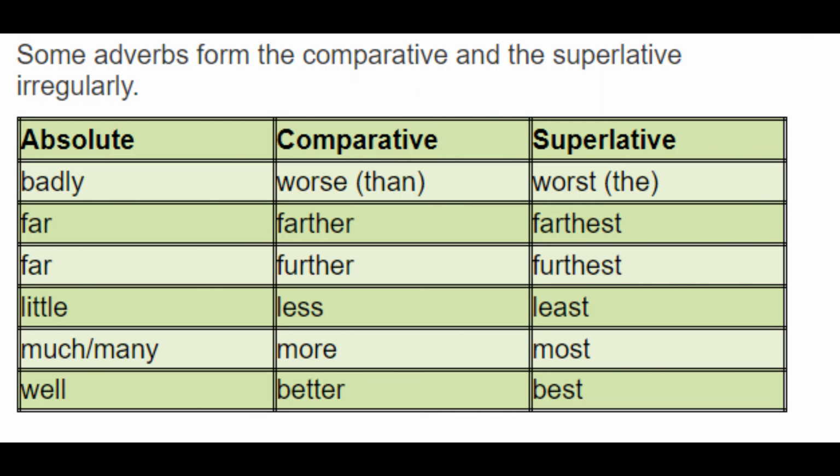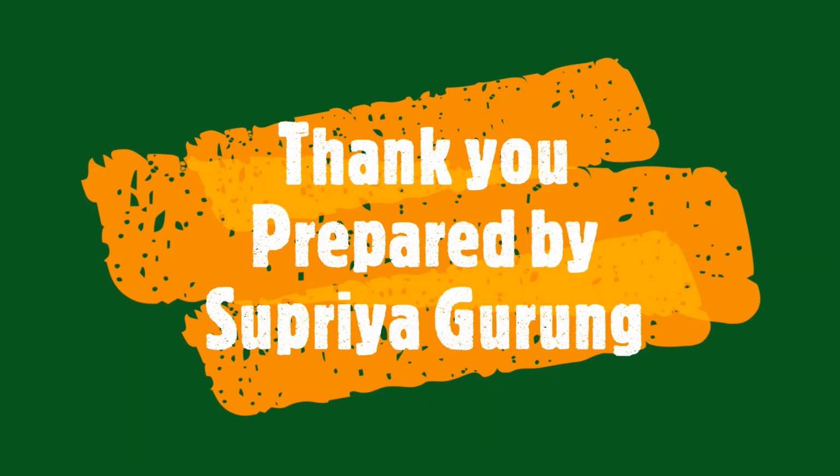Now, other examples. Some adverbs form the comparative and the superlative irregularly. That means there can be different words for different adverbs. Like badly or bad: bad, worse, worst. Far, farther, farthest. Far can also be further, furthest. Little, less, least. Much or many: the comparative degree will be more and the superlative degree will be most. Well will be better, best, and good also will be better, best. That means if you have the adverb good, it will be better.